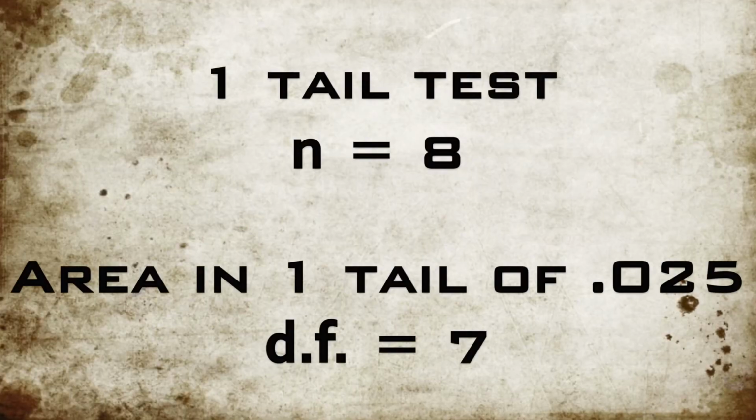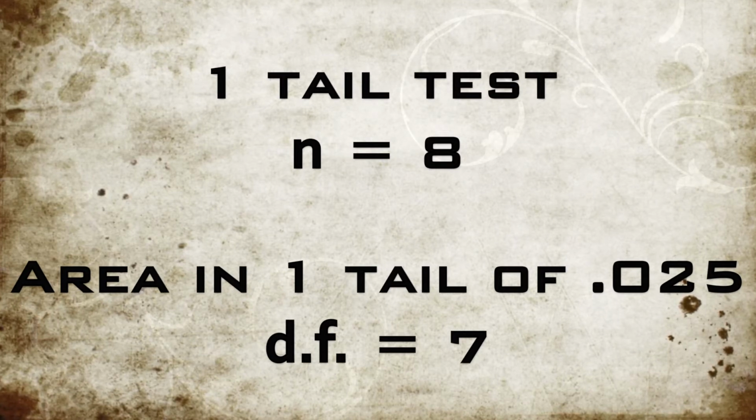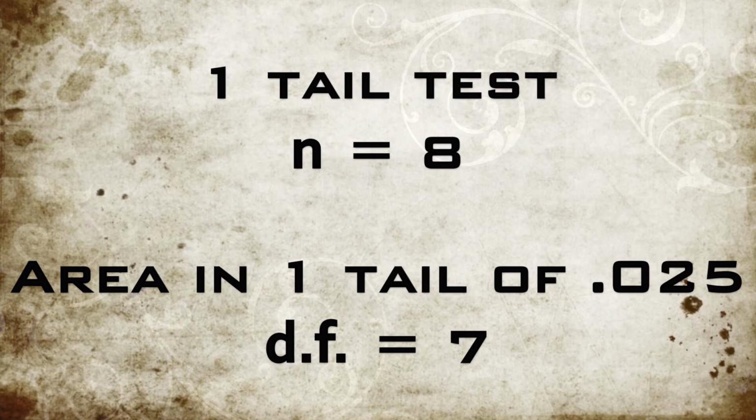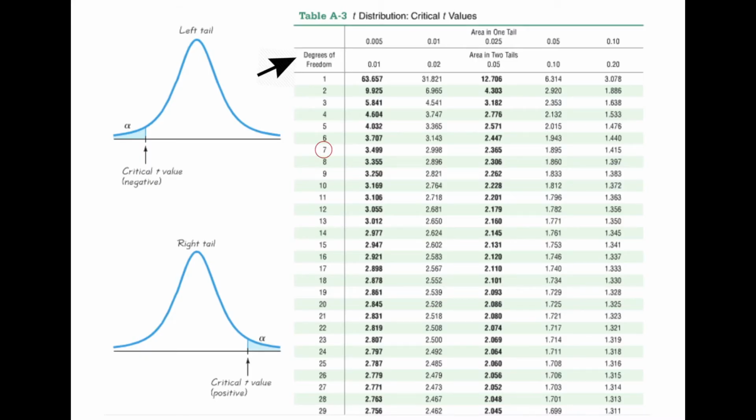Now let's try one more. We're given a 1-tail test with n equals 8, and the area in 1 tail of 0.025. The degrees of freedom are 7. So go down the first column to 7 and across the top row to get the location where it says that the area in 1 tail is 0.025. Find the intersection of those two. The result is 2.365. That's it for this lesson.